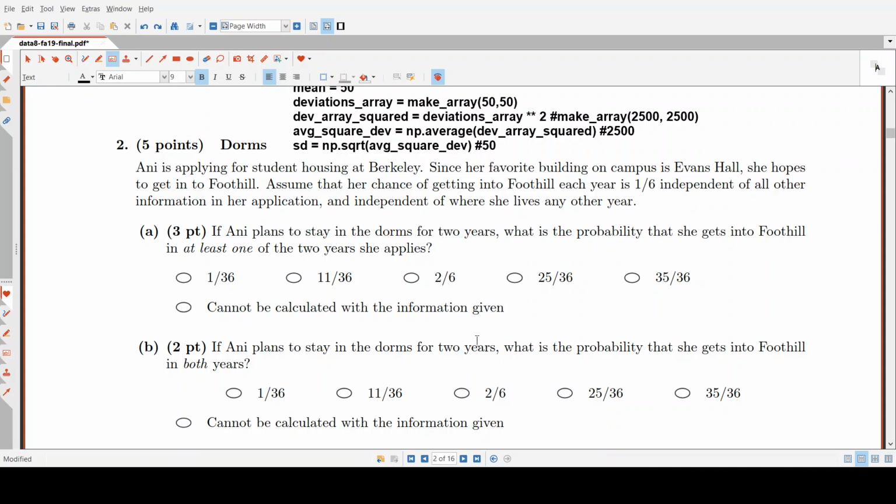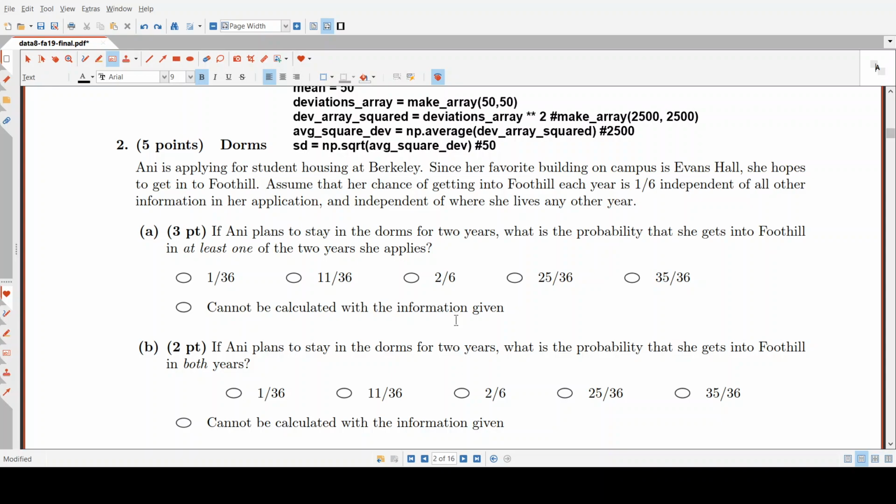Okay, so question 2 is about dorms, and it says, Ani is applying for student housing at Berkeley. Since her favorite building on campus is Evans Hall, she hopes to get into Foothill. Assume that her chance of getting into Foothill each year is 1 over 6, independent of all other information in her application, and independent of where she lives in any other year.